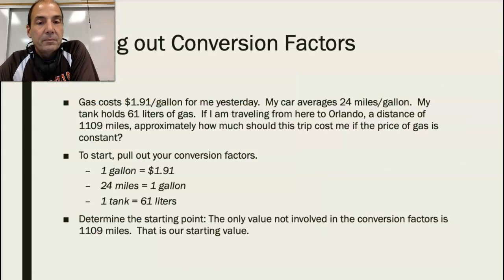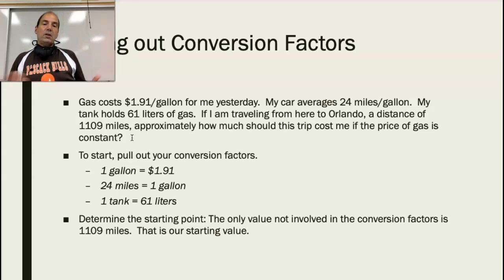Let's move on. Okay. So, when you read questions, sometimes you've got to figure out what kind of conversion factors are built into it. So let's read this question and talk about it. Gas cost $1.91 per gallon for me yesterday. My car averages 24 miles per gallon. My tank holds 61 liters of gas. If I am traveling from here to Orlando, a distance of 1109 miles, approximately how much should this trip cost me if the price of gas is constant?